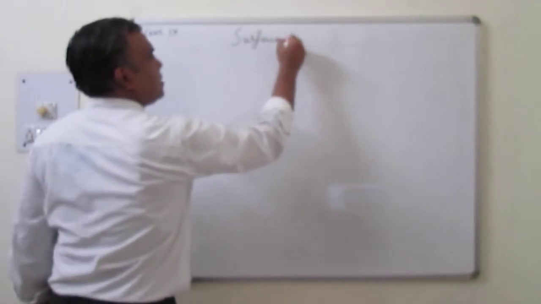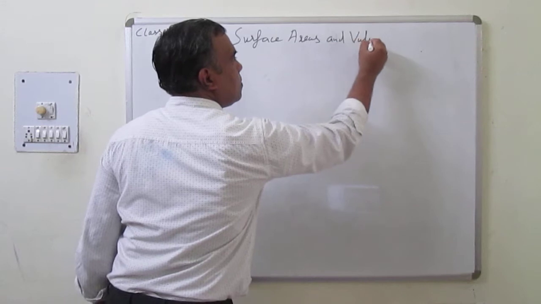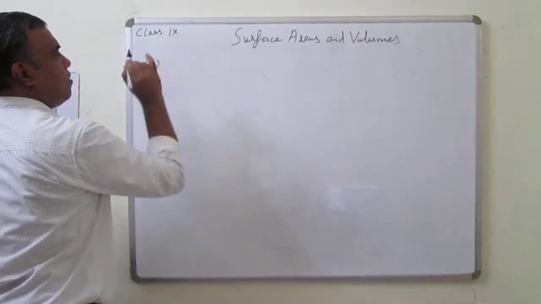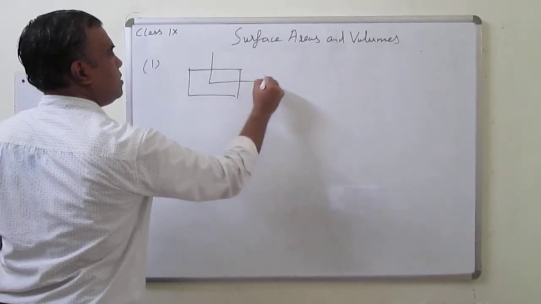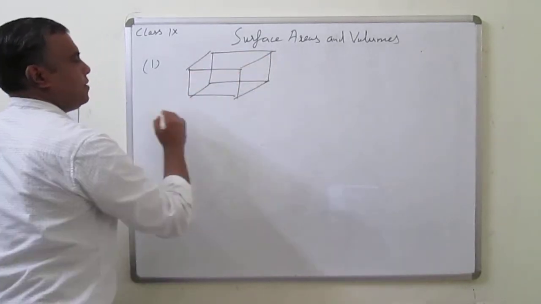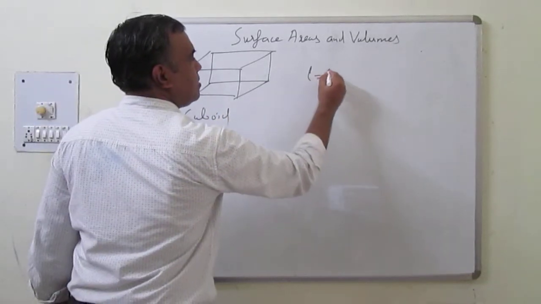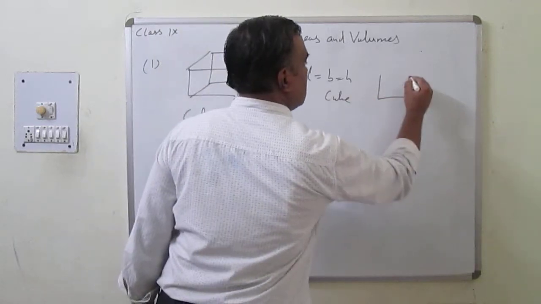Today we start surface areas and volumes. So today we will start with the cube and the cuboid. This is the shape of a cuboid. If length, breadth and height are equal, it is a cube.